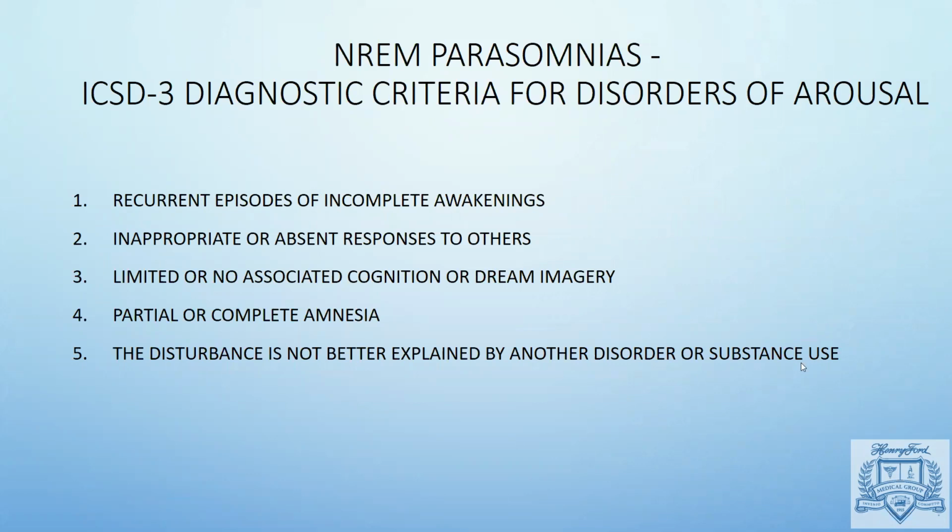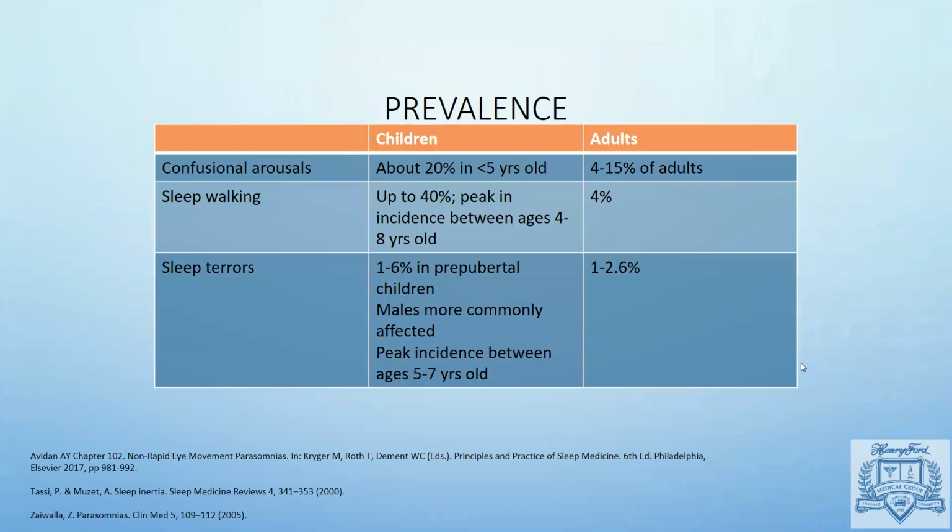The diagnostic criteria for non-REM parasomnia based on the ICSD-3 is you've got to meet all five of these criteria. One, recurrent episodes of incomplete awakenings. Two, inappropriate or absent responses to others. Three, limited or no associated cognition or dream imagery, so they can't really recollect what's happening. Four, partial or complete amnesia. Five, the disturbance is not explained by any other disorder or substance abuse.